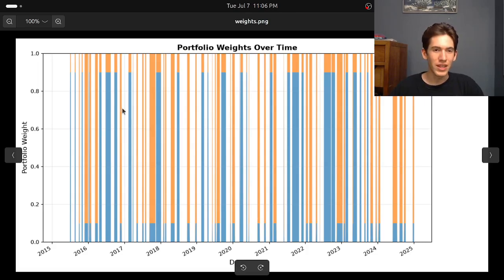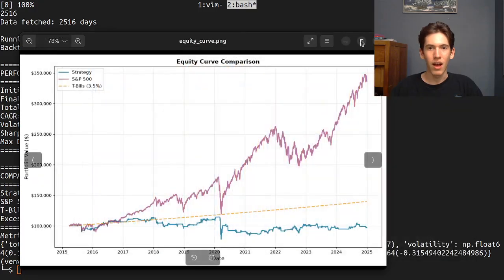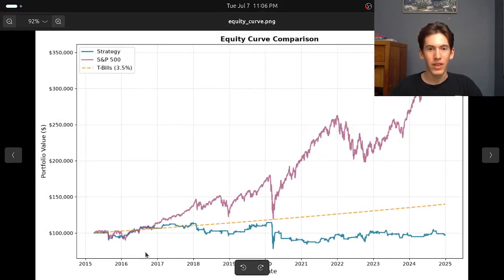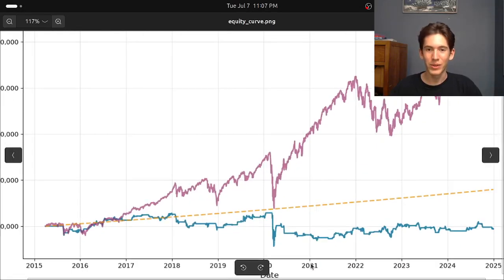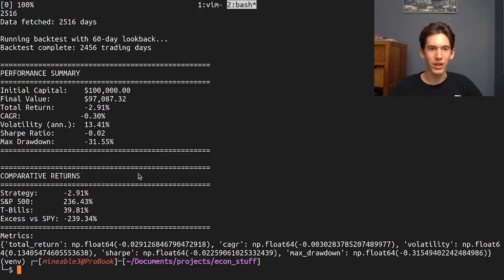If you were to see that one color was really dominating, maybe that would tell you something about the assets you're trading or your algorithm. We also have the equity over time. And this is where we see things are not so great. Overall, we're losing money, right? Our Sharpe ratio is negative, CAGR negative, total returns negative. We're losing money over time, and our max drawdown is pretty violent, right? We have a lot of volatility as well.